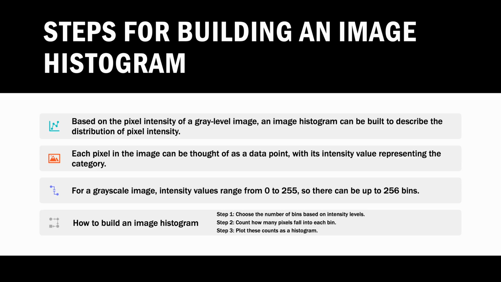The process follows 3 steps. Step 1. Choose the number of bins based on the intensity levels. Step 2. Count how many pixels fall into each bin. And Step 3. Plot these counts as a histogram. The resulting histogram provides a clear picture of how pixel intensities are distributed across the image.